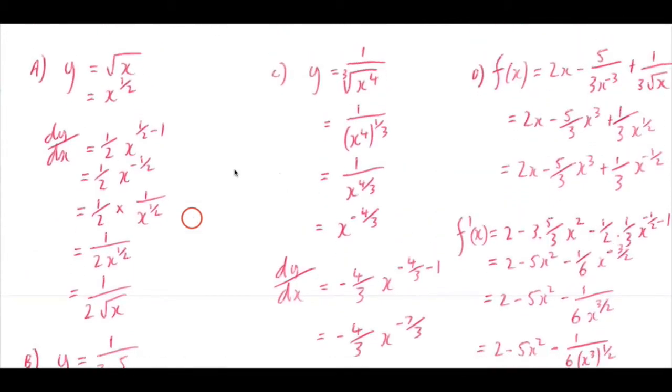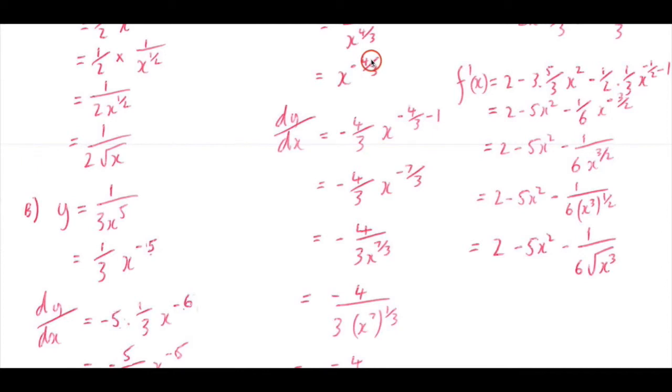Taking a look at C, 1 over the third root of x to the power of 4. So I can rewrite that as being 1 over x to the power of 4, raised to the power of 1/3. So 1 over x to the power of 4 on 3. And of course I want to write that so that the x is on the top, so it's x to the power of -4/3. Again, it's in a format that I can easily work out the derivative.